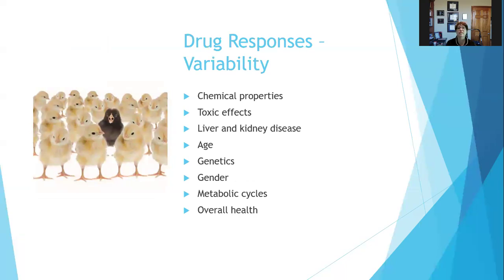There's also some variability: the chemical properties of the drug, the toxic effects, liver and kidney disease, absolutely. If you have liver and kidney disease, it is going to affect how you respond to drugs. Your age, young or old, your genetics, just what you got dealt, your gender. Females respond differently than males to different drugs. Metabolic cycles, where you are in your lifetime, and your overall health. If you have good overall health, you're going to have less variability. If you have a lot of comorbidities, you're probably going to have more variability in drug response.